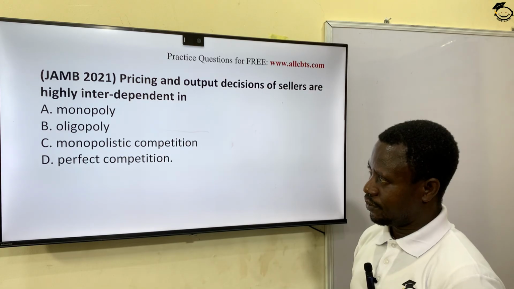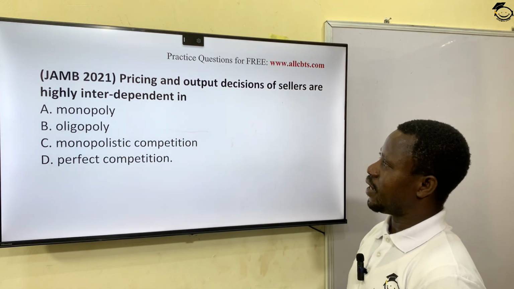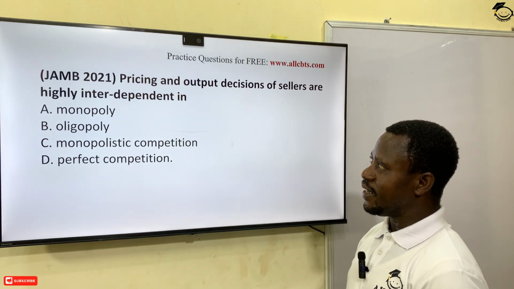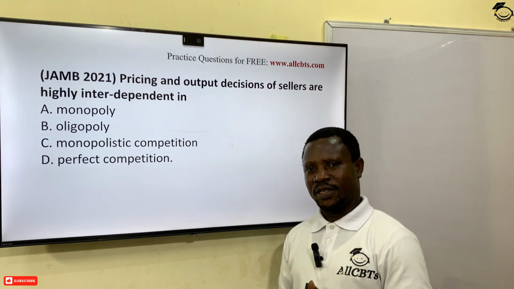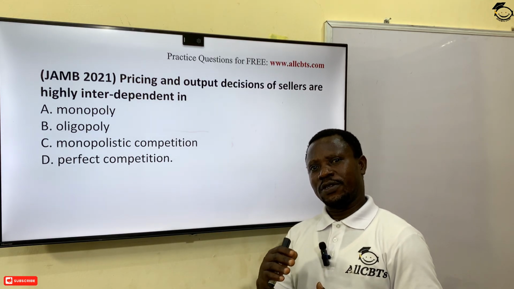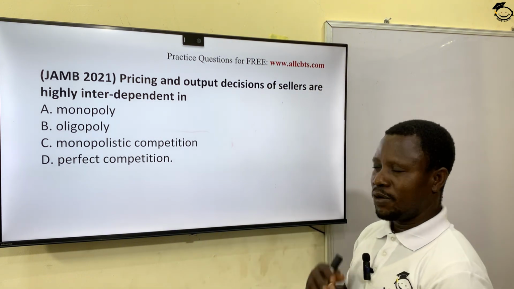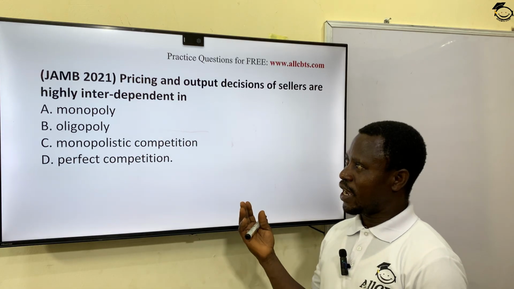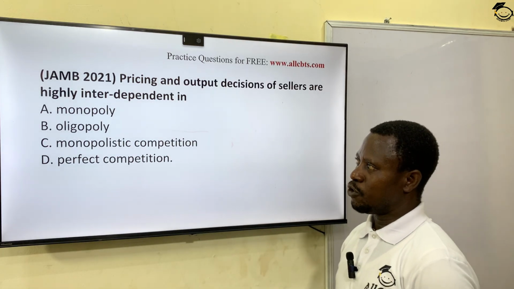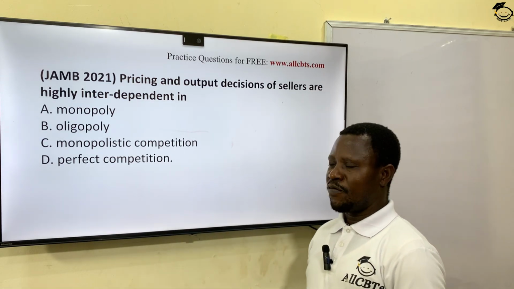The next question. Pricing and output decisions of sellers are highly interdependent, that means interrelated. It means that the seller can either increase the price or the output of the product, but not both at the same time. So in what kind of market do you have this? Monopoly, oligopoly, monopolistic competition, perfect competition.